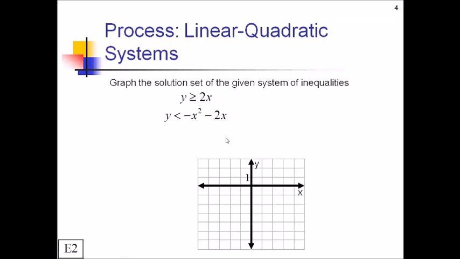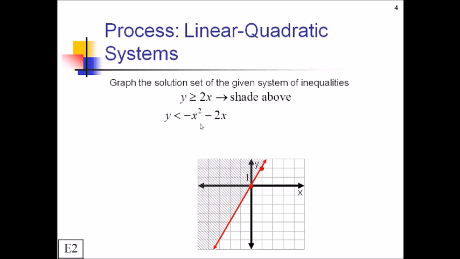Try this one on your own. All right, let's see where we got. For this first one, we just have a line, solid dot at the y-intercept of 0, and then we're going up 2 over 1, solid line through those. Y greater than, so we shade above.